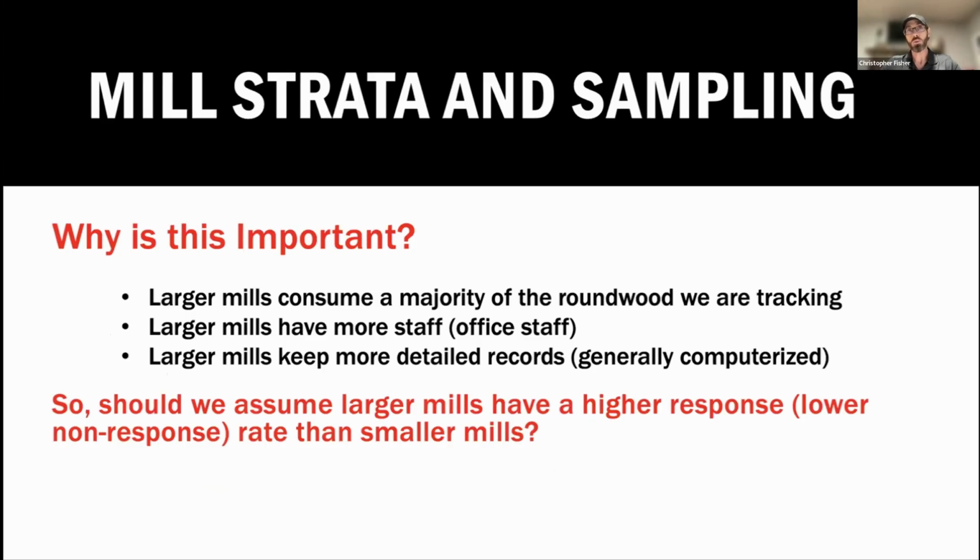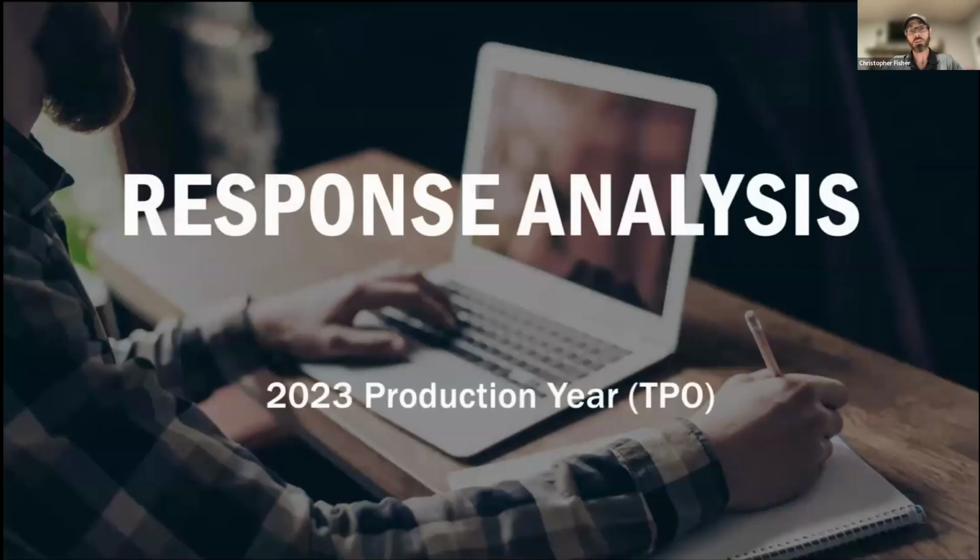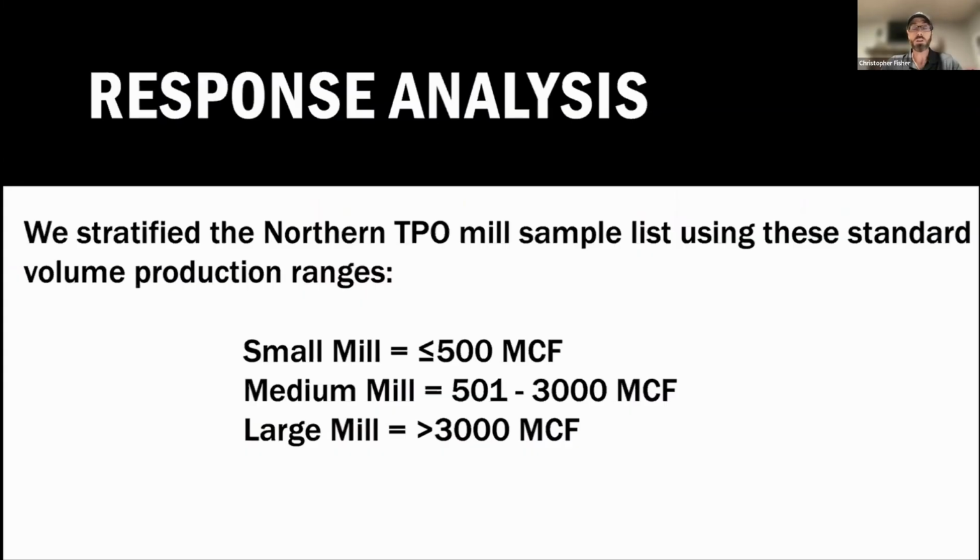And so that's good for us. That means that the largest mills should reply because they have more staff, more ability, better records, and better ways of getting that information, right? So we were asking ourselves, should we assume that they're going to have a better response than smaller mills? To figure that out, we did a quick response analysis on the most recent implementation year, 2023, and we created strata within that sample. We called a large mill anything that did 3,000 cubic feet per year or more.